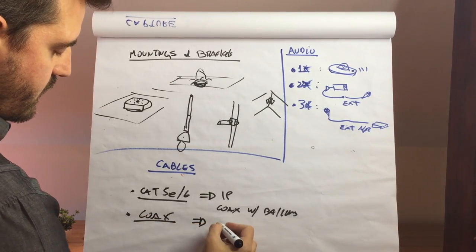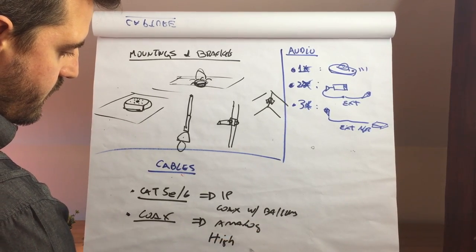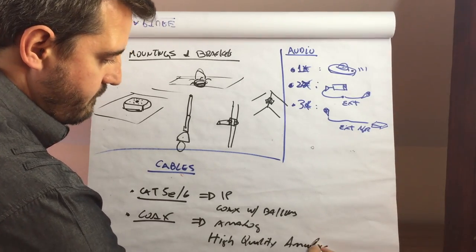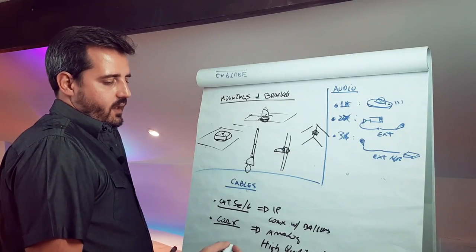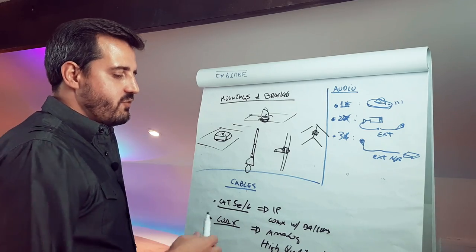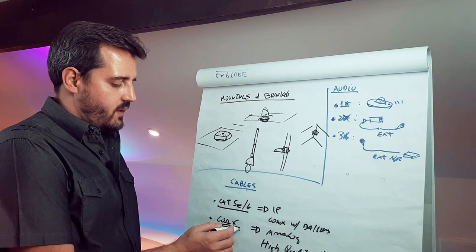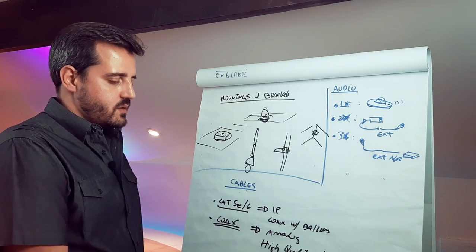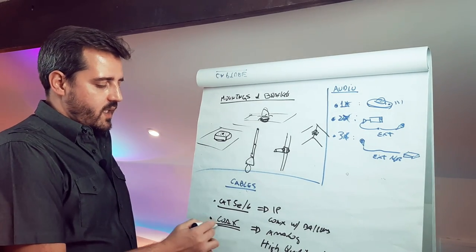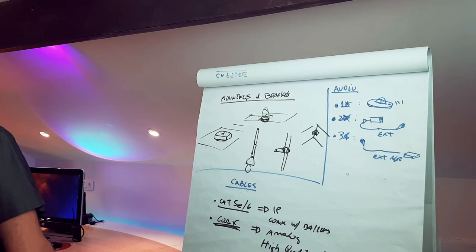Coax cable is for analog or high quality analog cameras. We have different ways to call this high quality analog, but it's basically cameras that can deliver more quality using the coax cable, using the legacy analog installations. So you see now in the market cameras like 2, 4, or even 8 megapixel cameras via coax cable, basically using the same connections that we had with the very old analog camera.